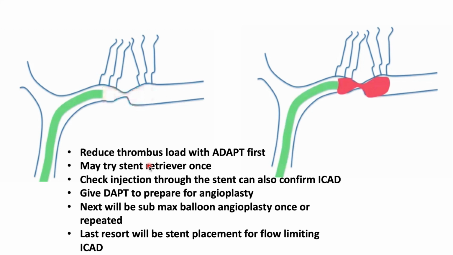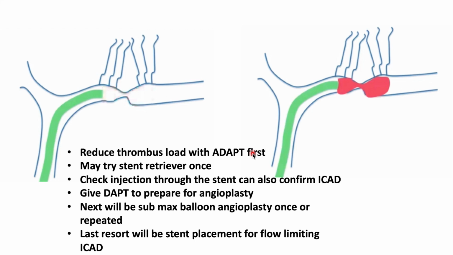So what you need to do is reduce this thrombus load first with aspiration. With the aspiration catheter, remove as much thrombus as you can. Then you may try a stent retriever once. One of the benefits is if you deploy a stent and then take a contrast injection through the guide catheter or the aspiration catheter, you might be able to see the ICAD underlying the stent. So that's a good way of identifying ICAD.